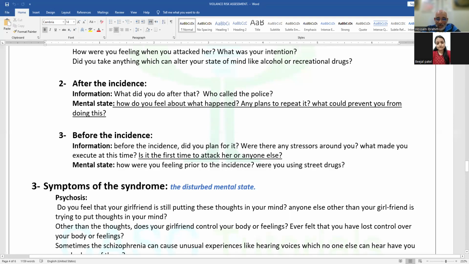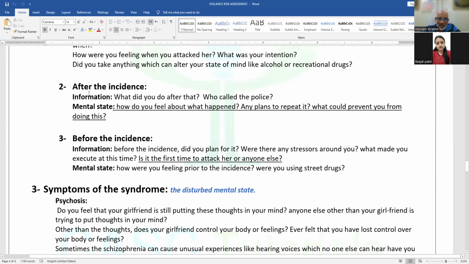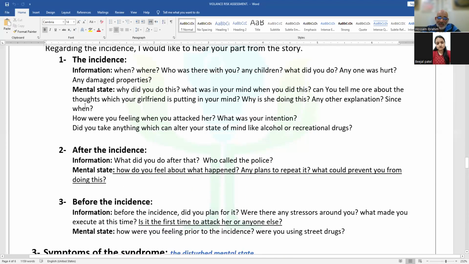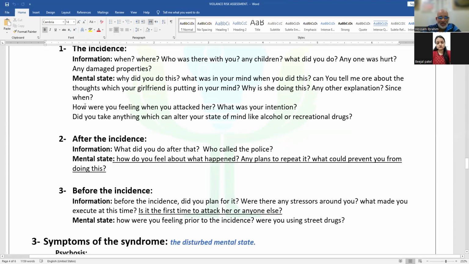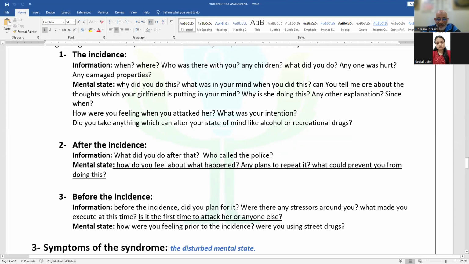How were you feeling before the incidents? Were you using street drugs? If you cover the incidents in details like this, definitely you will tackle, I don't want to say all, but nearly most or nearly all of the Royal College tricks, particularly in the area before the incidents. So you want to know the incidents, after the incidents and before the incidents, okay?